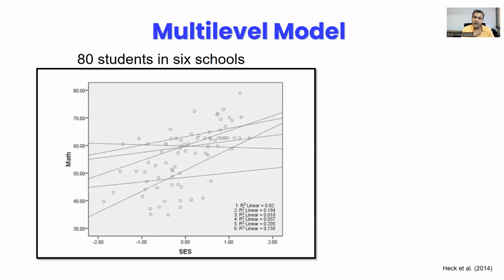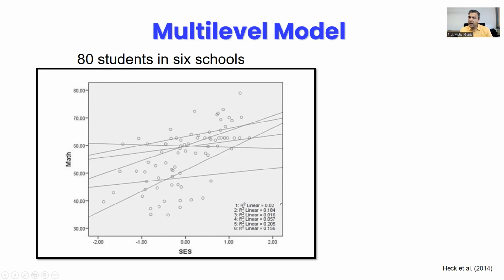Now very interestingly, this diagram shows the relationship between maths and socioeconomic status for 80 students nested under 6 schools. So you see there are 6 different regression lines. Let's say school number 1 has 10 students, school number 2 has 10 students, school number 3 has 10 students, and the 3 remaining schools have 13, 13, and 14 students. So we plot a regression line between math and socioeconomic status for every school.